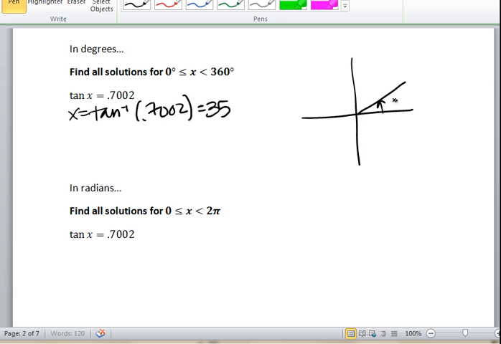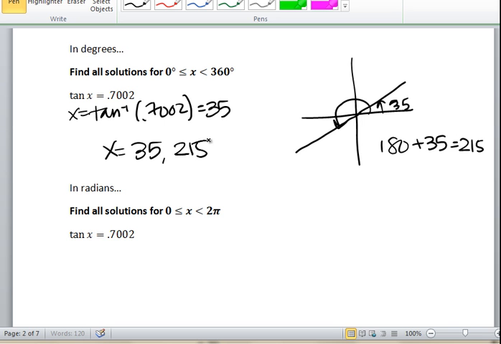This is 35 degrees. Well, how do I get my second angle? Well, tangent is the slope, so I need to get down here. So my second angle is just 180 plus 35, right? And that is 215. So x is equal to 35 or 215.